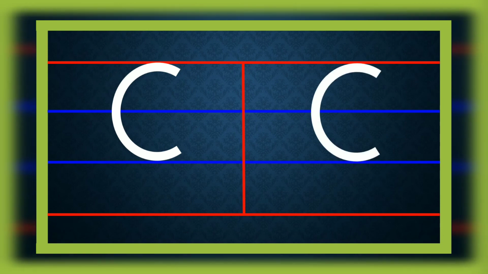Very easy. Now small C, same way your left curve, but it will be in between two blue lines. So from the first blue line we are going to take a curve and touch your second blue line. So this is the left curve we wrote. So this is small C.